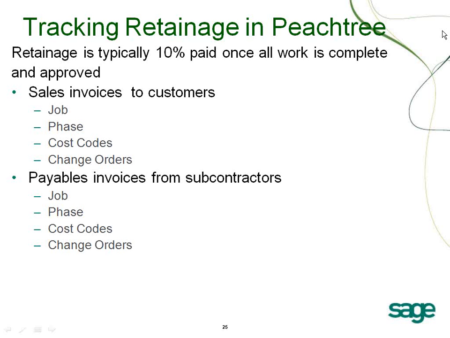Likewise, when we invoice our customers, we can have Peachtree automatically calculate the retainage that the customers should withhold. Once the job has been completed and the customer has agreed that the job has been completed, the retainage can be released and invoiced to the job, and the cash can be collected for the retainage amount.